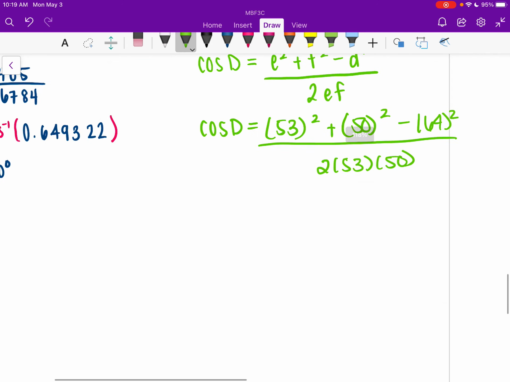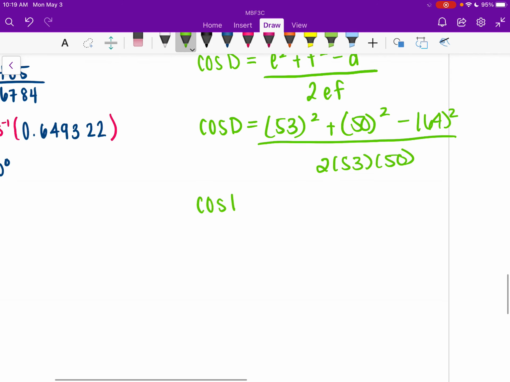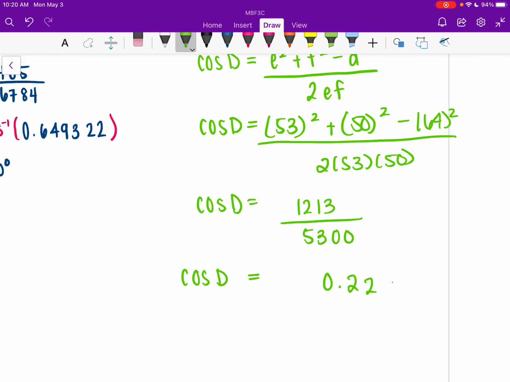And again, I'm just going to do the math without writing it all out. I'm going to put it all into my calculator at one time. So 53 squared plus 50 squared minus 64 squared is going to give me 1213. And then 2 times 53 times 50 is going to give me 5300. Right? And then cosine D is equal to 1213 divided by 5300, which is going to give me like 0.22879.